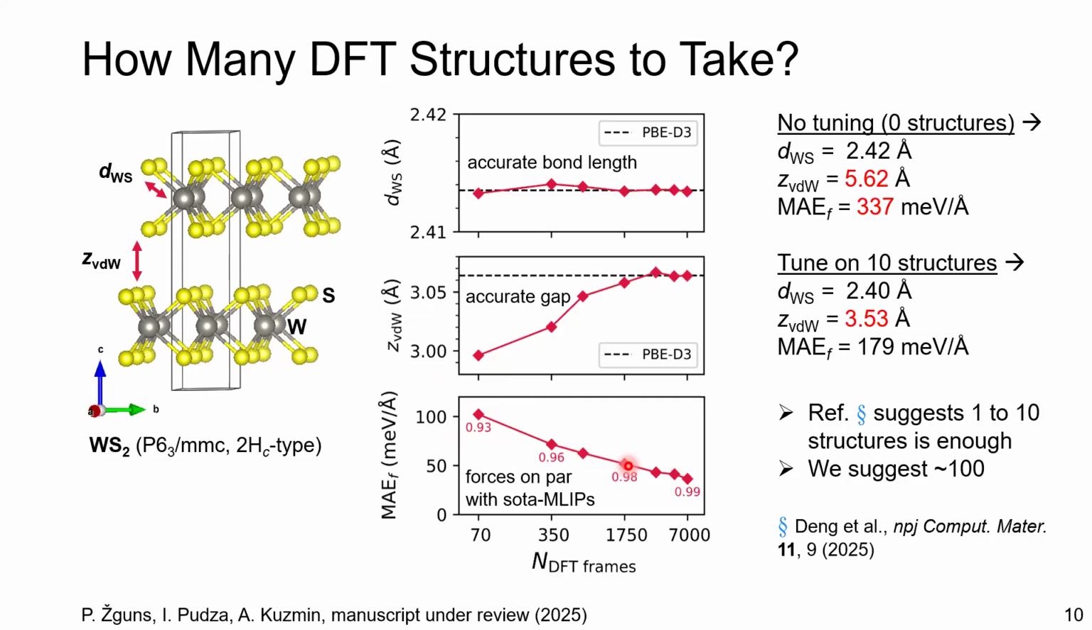Also, in the literature, it was suggested to use much less data points, like 1 to 10. So we have tested that, and we see that it doesn't work very well. Particularly here on 10 structures, we see that the van der Waals gap is quite off. Perhaps the reason is that uMLIPs were not trained on van der Waals interactions, and for that reason, you better provide a little more data to train it.